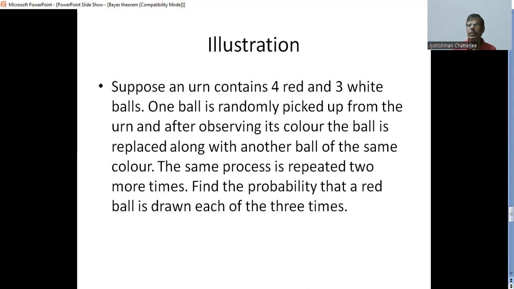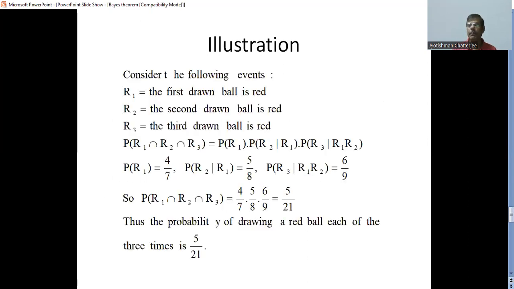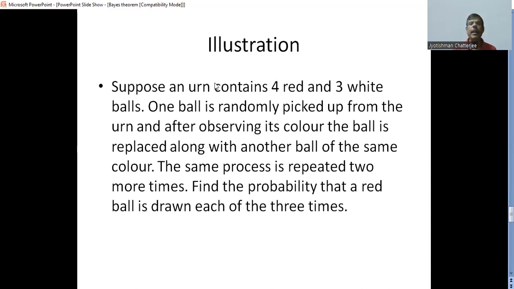Suppose an urn contains four red balls and three white balls.